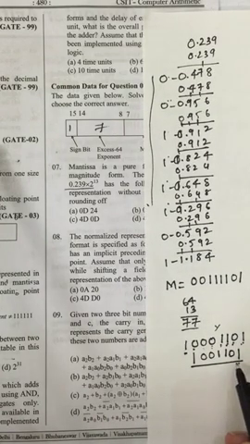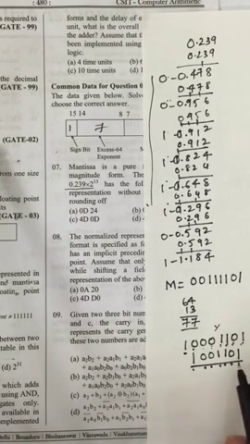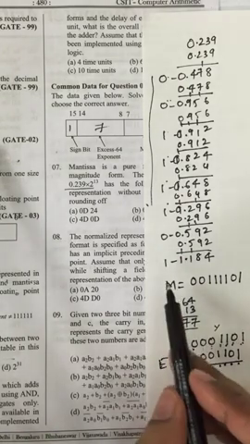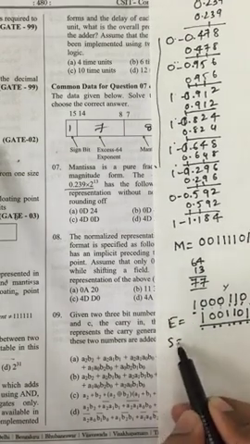Let me just check it. 2 power 0, 2 power 1, 2 power 2, 2 power 3, 2 power 4, 2 power 5, 2 power 6. Yes, 64. And yes, it is 13. Okay. So this is the exponent. Exponent is going to be 77 and mantissa is going to be this. And what about the sign? Sign is going to be 1.